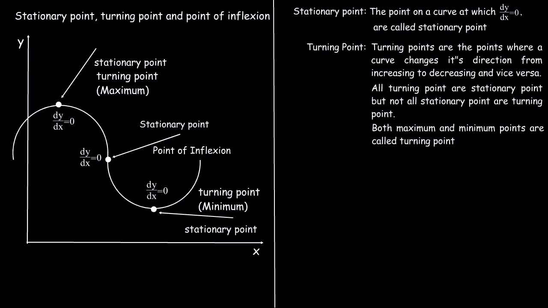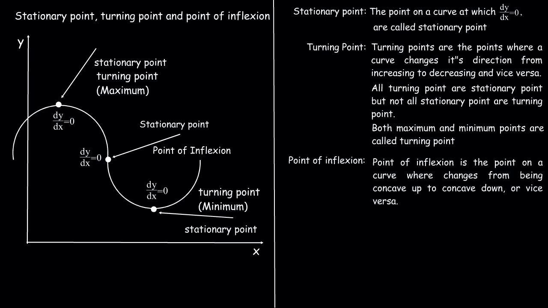In the maximum, the curve changes from increasing to decreasing, while at the minimum the curve changes from decreasing to increasing. Now the third concept is what? Point of inflection. A point of inflection is the point on a curve where it changes its concavity, or where it changes from being concave up to concave down, or vice versa. Both points of inflection and turning points are stationary points, and at both turning point and point of inflection, dy/dx is equal to 0.